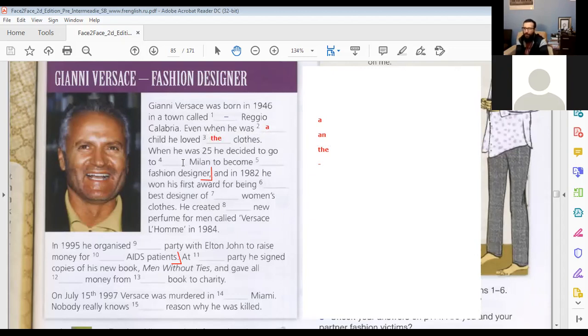Continue. When he was 25, he decided to go to the Milan to become a fashion designer. Okay. And number 5, what do you want to use? No, go to Milan, without that. Yes. Okay. So no article. You want no article. Yes. Okay. To become a fashion designer. So you want here in number 5. Okay. All right. Samiha, what about the next part?